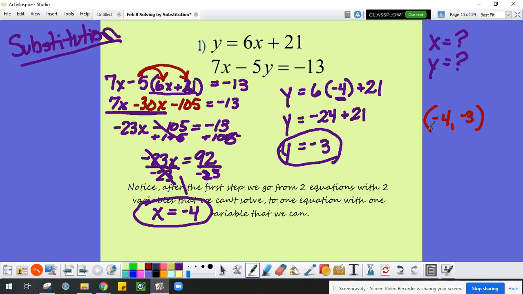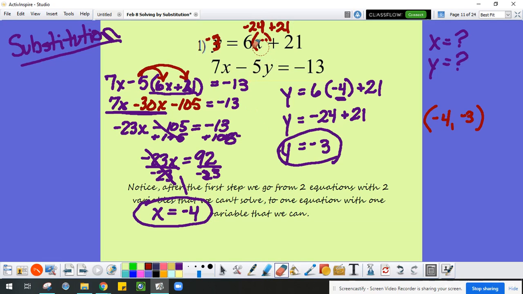Don't forget, you can check your work. So I'm just going to write on top of this problem right here to show you how it checks out. In the place of x, I'm going to put -4, and for y, I should get -3. 6 times -4 is -24, and negative 24 plus 21 is negative 3, guys.